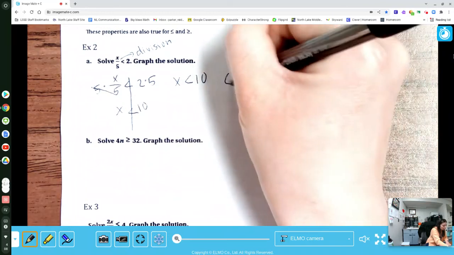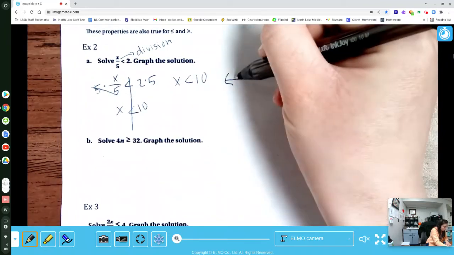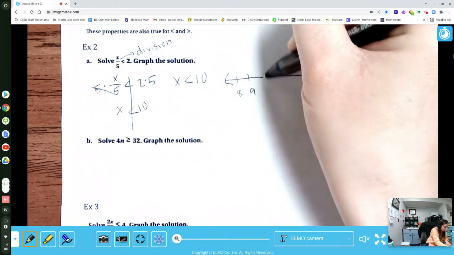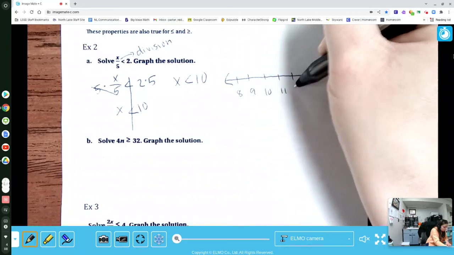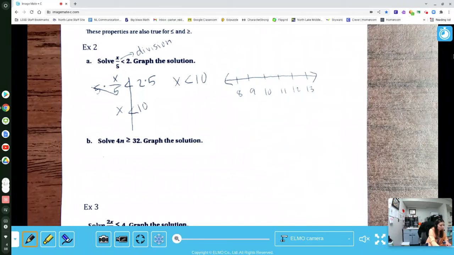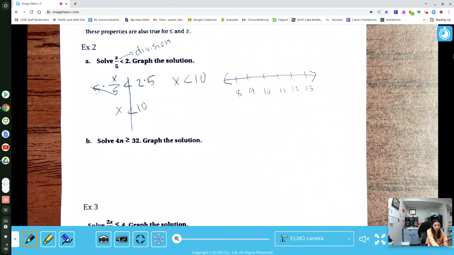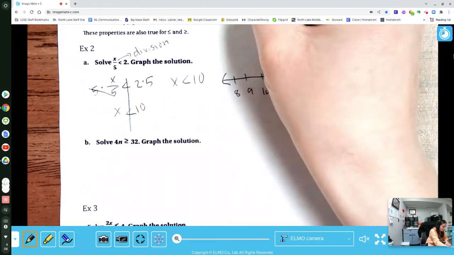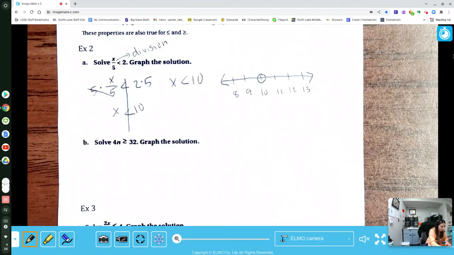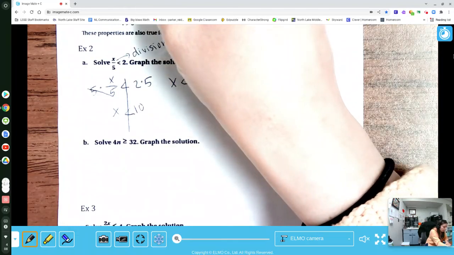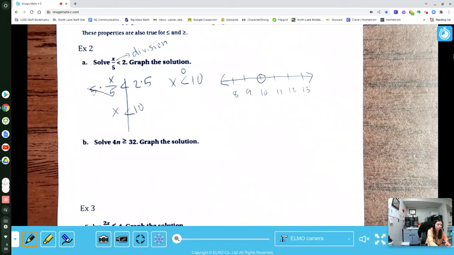So I'm going to go ahead and graph that. I'm going to start my number line at 8. Okay, so x needs to be less than 10. So first we're deciding if 10 is a solution or not. Is 10 less than 10? It's not, so we're going to be using an open circle. And again, we learned when there is no line underneath our symbol, we do use an open circle.